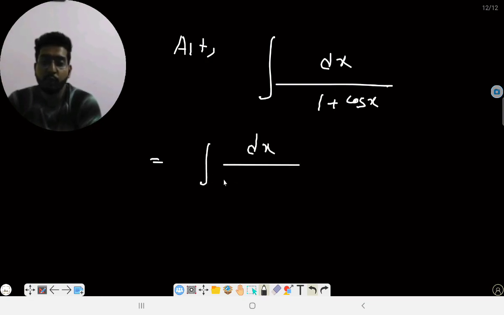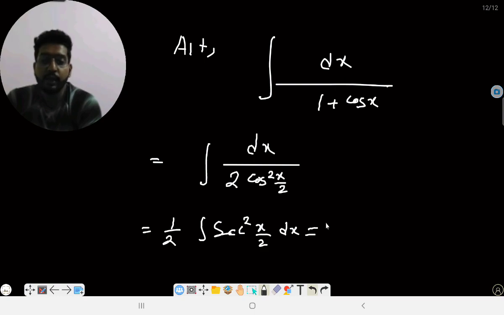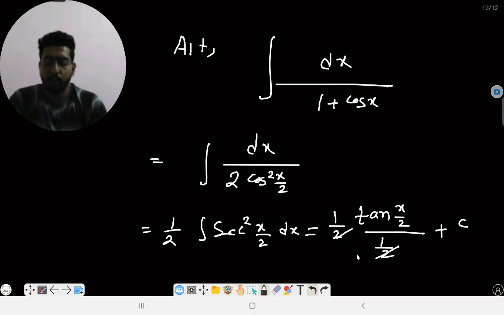Now what is the formula of 1 plus cos x? There is a trigonometric formula: 2 cos square x by 2. Now if 2 goes there, that will be a half, and 1 by cos square is sec square x by 2 dx. The integration of sec square is tan, that means tan x by 2 divided by half plus c. Now this will cancel out, so that means tan x by 2 plus c. So that is also correct. For this one you can use that one also.